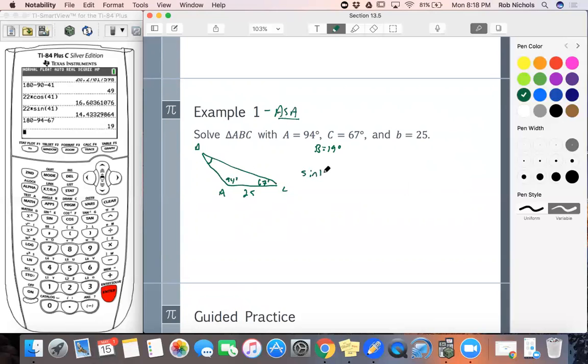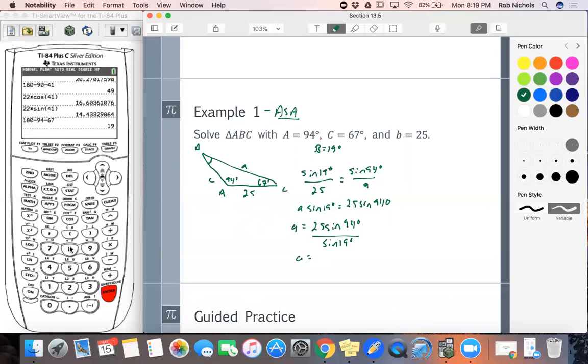So we have the sine of 19 degrees, that's angle B, over side B, which is 25, equals. Now we have C and A, so we can do either one. Let's go ahead and do A. So we have the sine of 94 degrees over side A. To solve this ratio, you simply cross multiply. So we have A times the sine of 19 degrees equals 25 times the sine of 94 degrees. Divided by the sine of 19, you have A equals 25 times the sine of 94 degrees over the sine of 19 degrees.